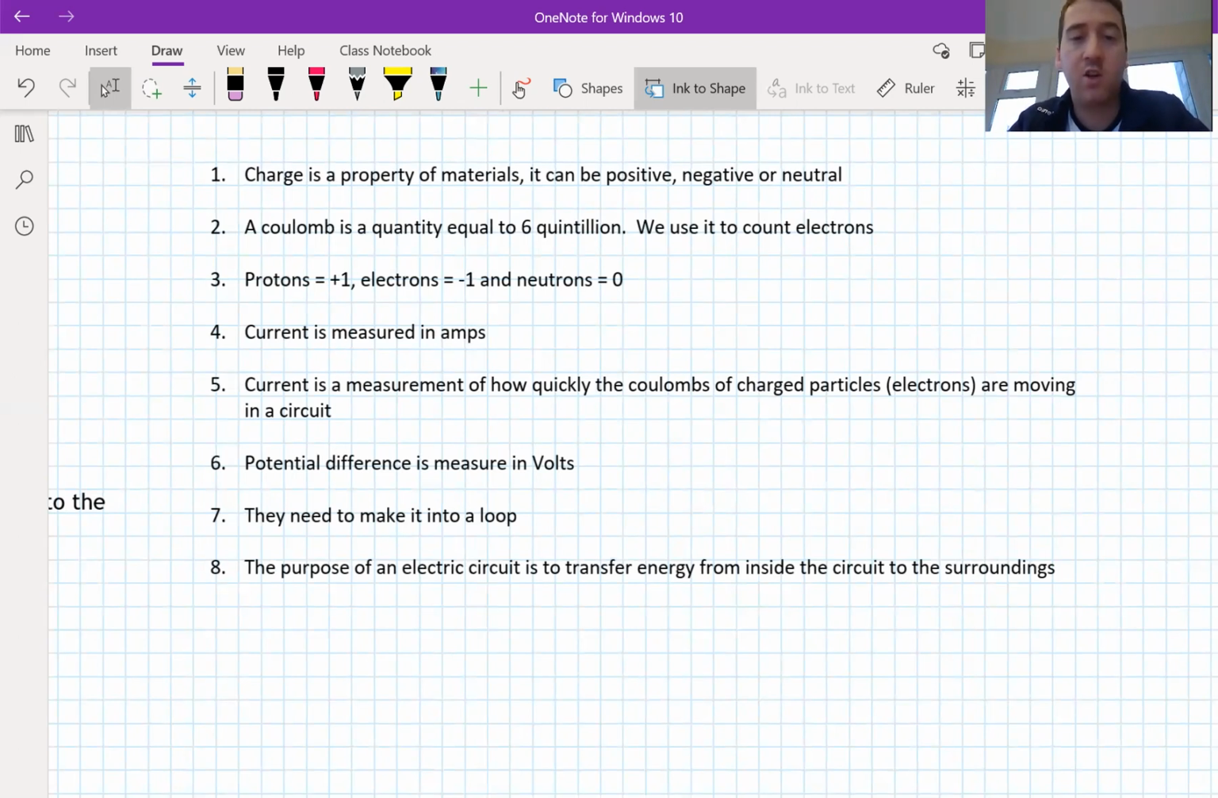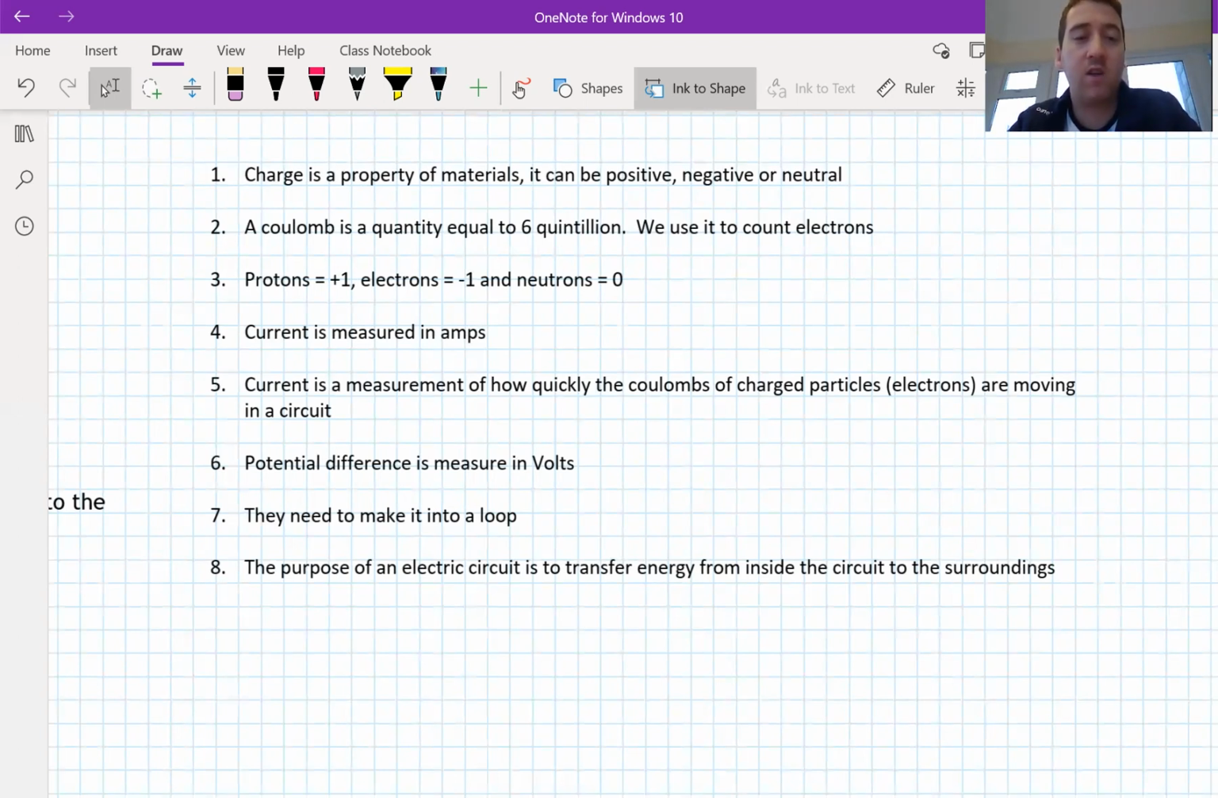What unit is used to measure current? It's measured in amps. Current, what is current then? Current is a measurement of how quickly the coulombs of charged particles, which is usually electrons, are moving in a circuit. What unit is potential difference measured in? We measure it in volts. Again, I'm hoping you guys remember this stuff from the last day. If not, maybe you need to go back and watch the previous video.